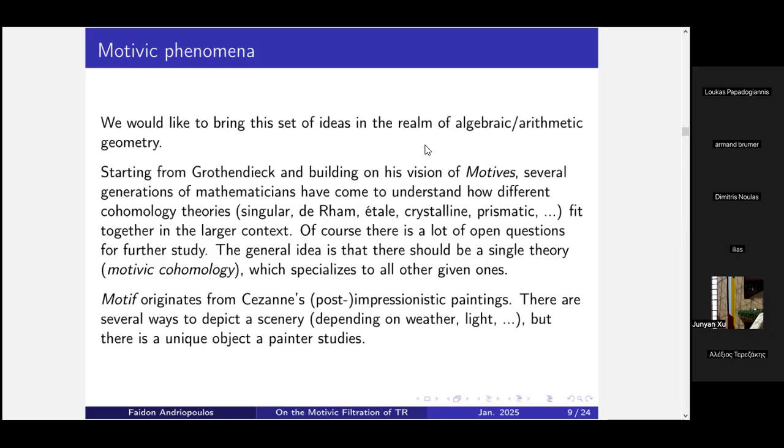Funnily enough, I didn't know this when I started reading things, but it's really interesting that the original name for motive comes from painting. The idea came from Cézanne, an impressionist painter, who I don't know if anyone has ever looked at. Maybe you have looked at one of his paintings. The idea is that there are different ways to depict a scenery, given, say, the changes in weather or in light. But the belief is that there is a unique object which a painter studies. In analogy, the reason Grothendieck probably chose this name is that there are various incarnations of cohomology theories, but there should be some true one which encodes all the data that one wants.